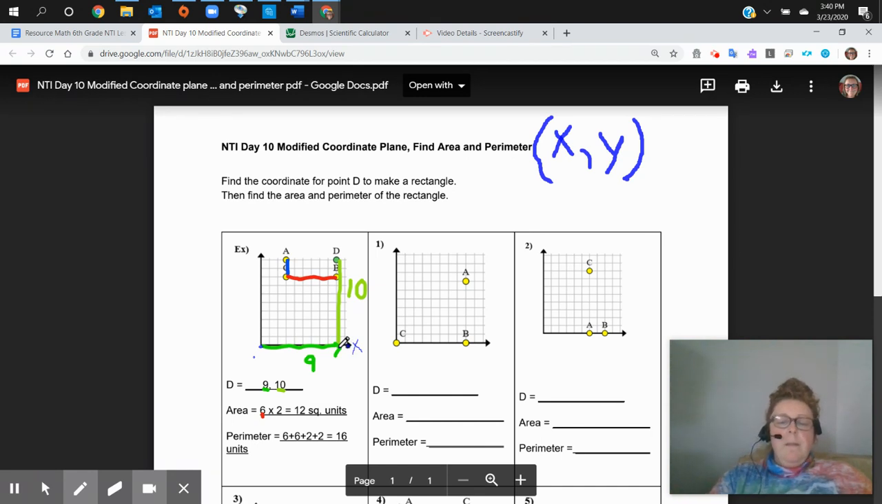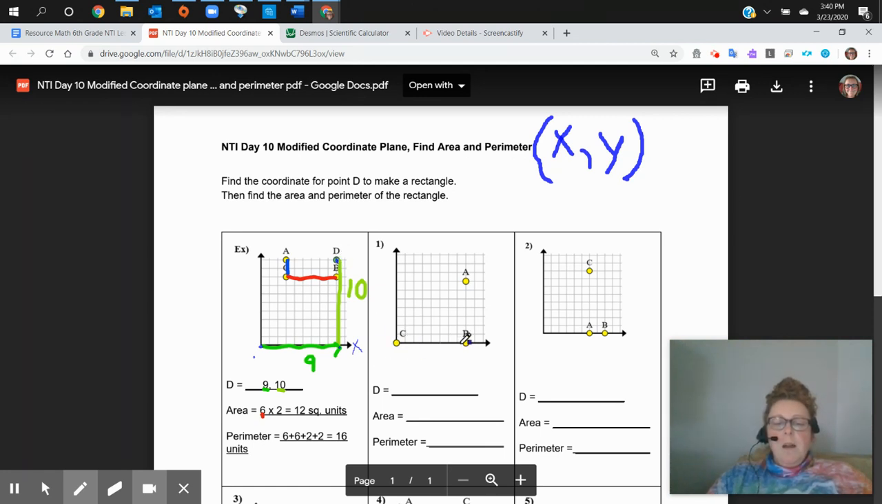Okay. Then the second number, y, if it's positive, you go up. If it's negative, you go down. Okay. So the second coordinate here was 10. Okay. So they counted 10 all the way up. 1, 2, 3, 4, 5, 6, 7, 8, 9, 10. And then you make a dot where those two values meet. Okay. So that's kind of how you do it.